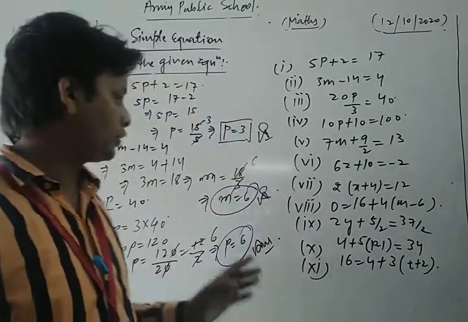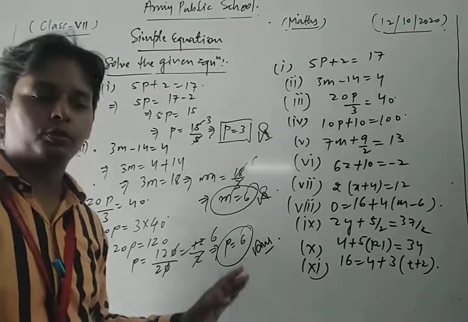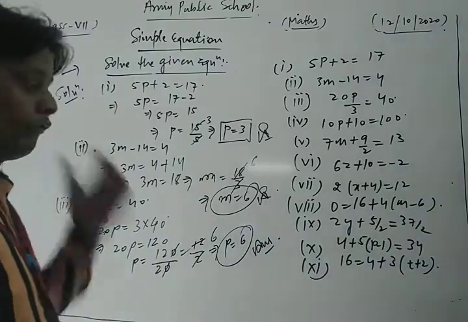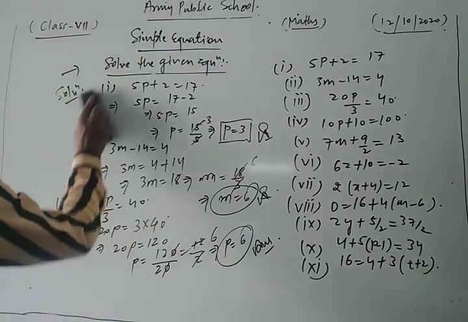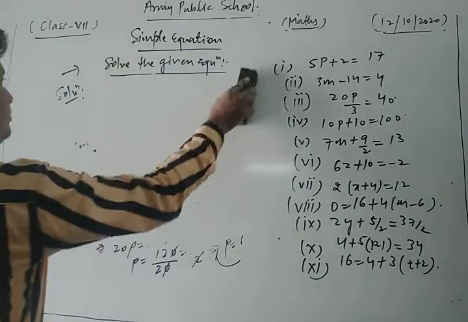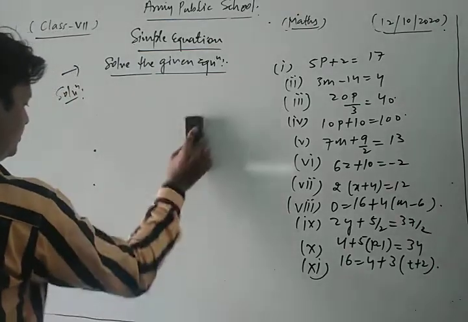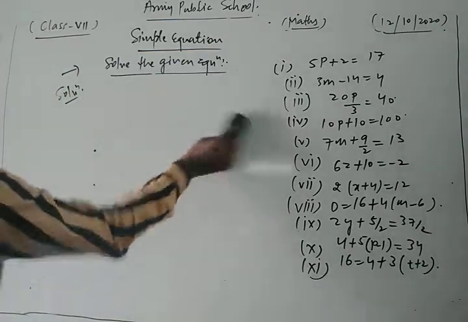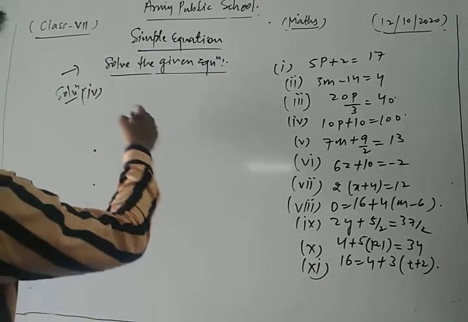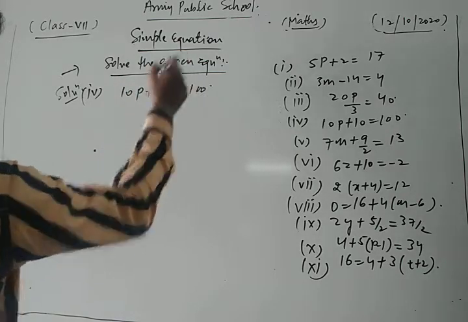Okay, now in this way we have solved the first, second and third part of this question, which is very important for you and your examination purpose. Now similarly we take and solve the fourth part of this question, which is 10p plus 10 is equal to 100.